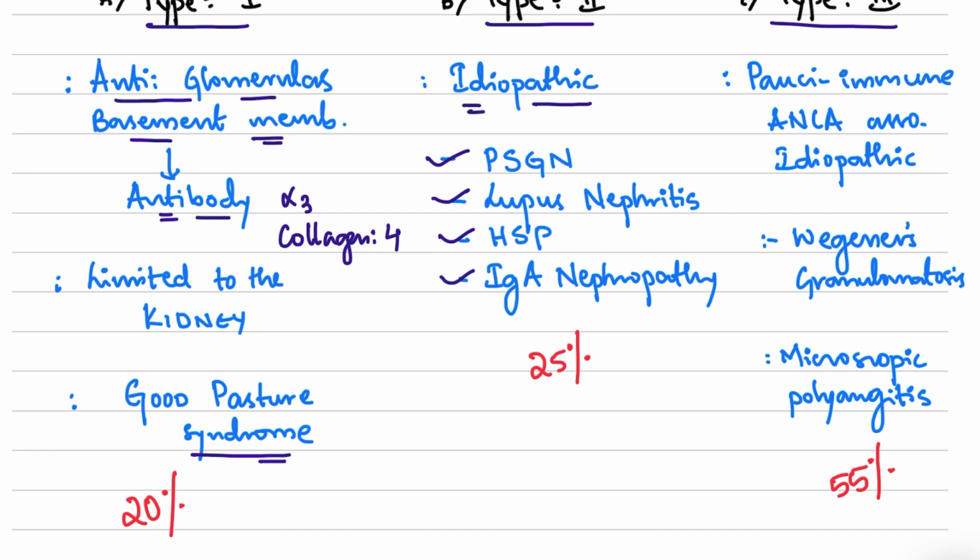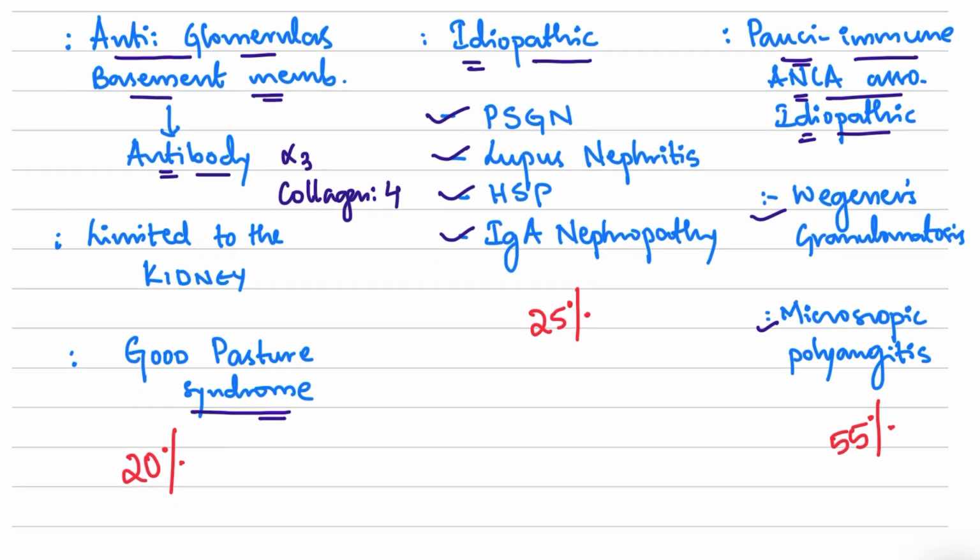Type 3 RPGN is known as the pauci-immune type, and this is generally associated with ANCA. It can also be idiopathic. This ANCA association is also seen in Wegener's granulomatosis as well as microscopic polyangiitis. Out of a total of 100 patients with RPGN, almost 20% will have type 1, 25% will have type 2, and the remaining 55% will have type 3.